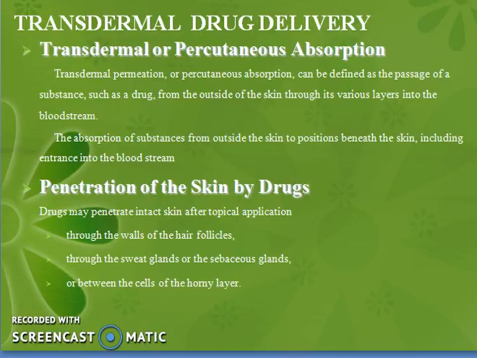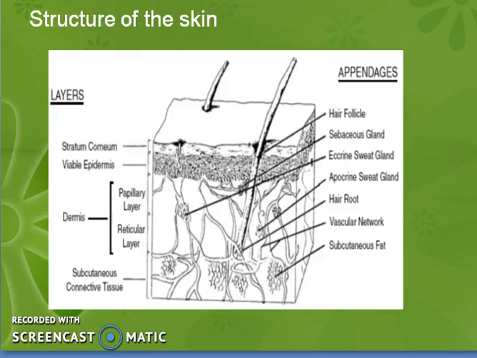Now we should know how the penetration of a drug occurs through the skin. There are several ways by which drug penetration may occur through the skin. The major routes of delivery are through the walls of hair follicles, through the sweat glands or the sebaceous glands, or between the cells of the horny layers.